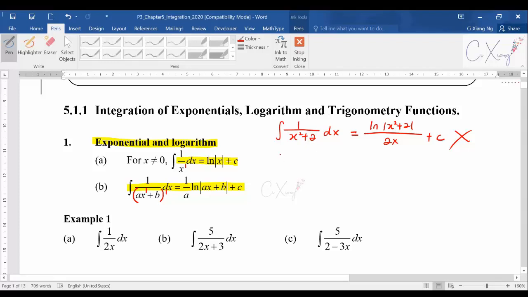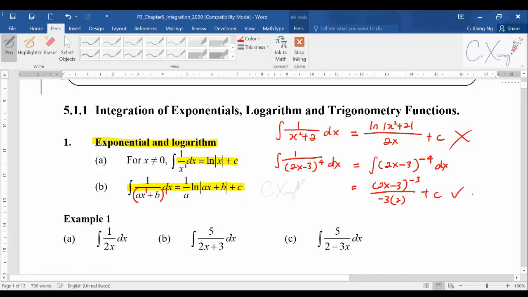Alright, so maybe I take another example. If let's say I'm having 1 over 2x minus 3, power 4. So you also cannot tell me that, oh, I bring up the bracket to become ln of 2x minus 3 power 4. Cannot. So what you should do is apply the technique that you learned in AS level before. So how do you apply it? The power plus 1 becomes negative 3, divided by negative 3. Differentiate the thing inside the bracket, you get a 2. So this is the correct way. Can you see that or not?